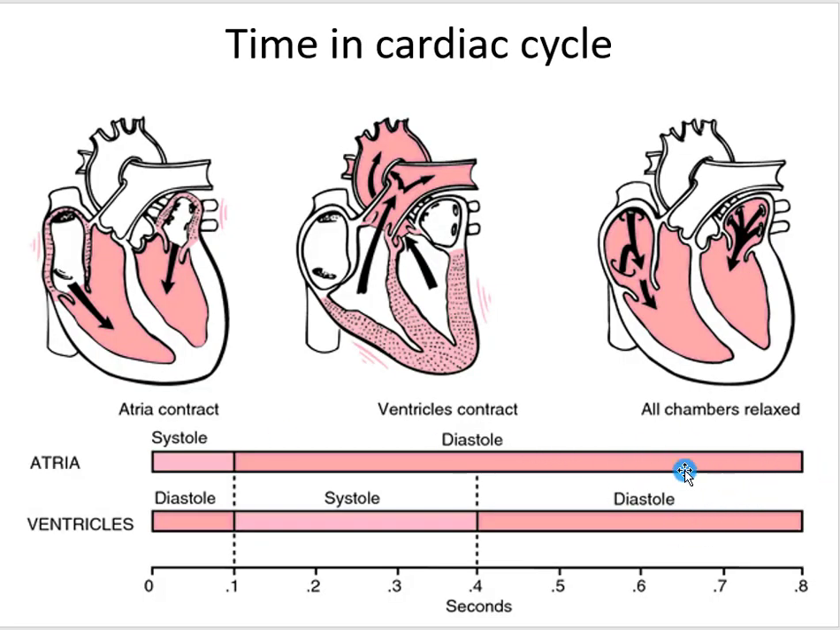And what are we seeing here? During this time, the ventricle is filling with blood. If you don't believe me, look at this picture here. All chambers are relaxed. Blood is moving from the atrium directly into the ventricles. All right, so that's what we're seeing here during that period of diastole in both chambers.